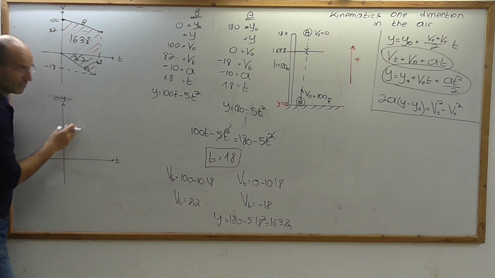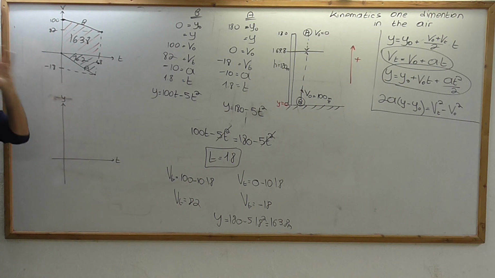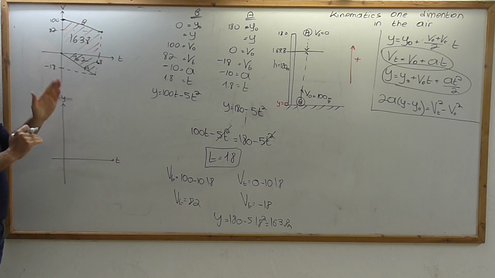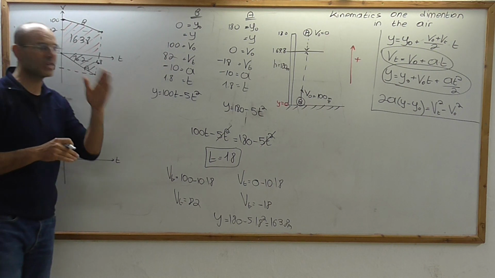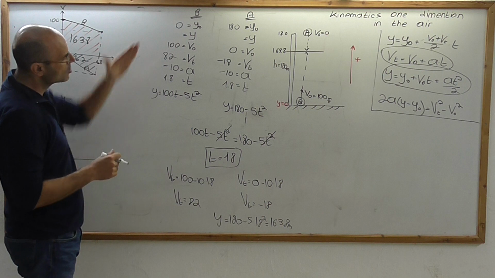Let's now do this graph. Let's do it from understanding, not from the equations. From understanding, it means that the slope is the velocity. Now we know if the velocity increases, it smiles. If it decreases, it cries.